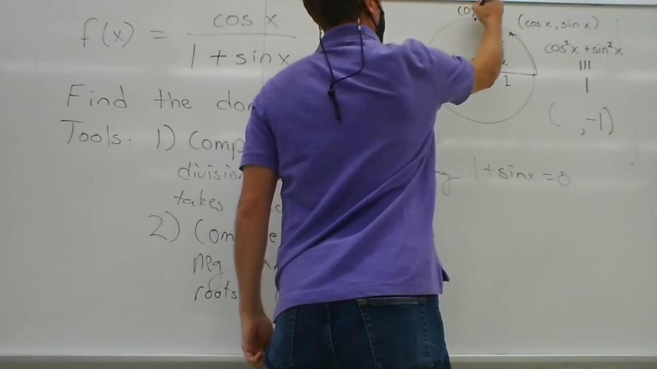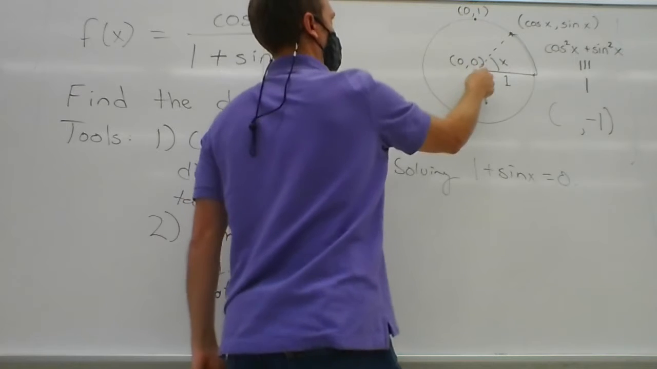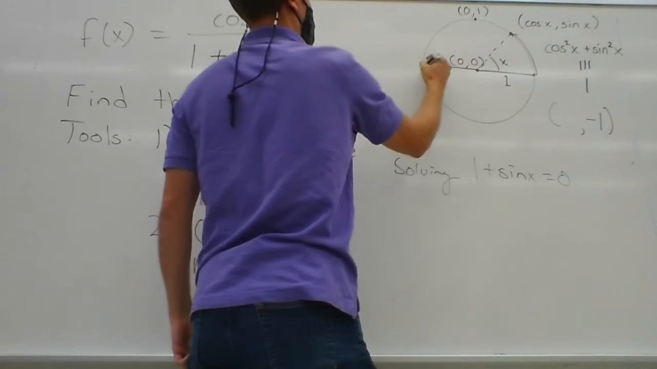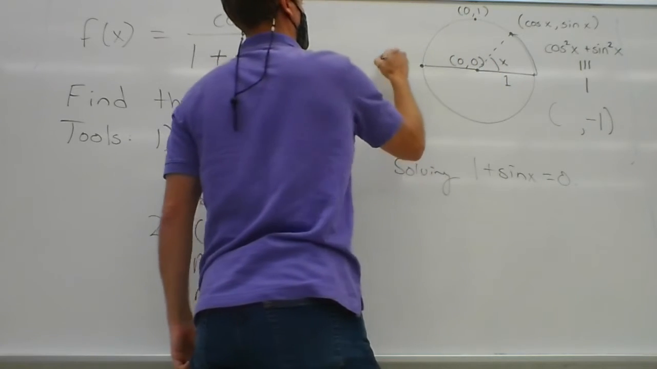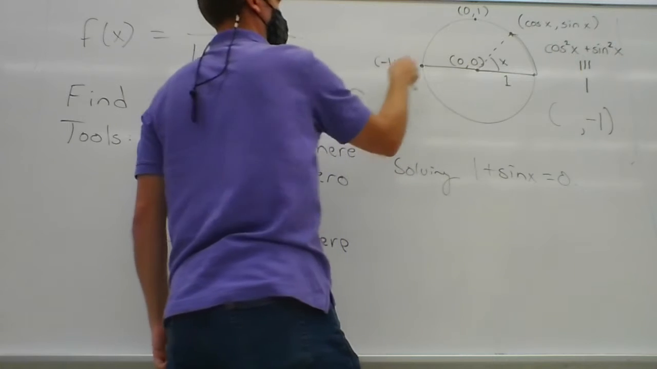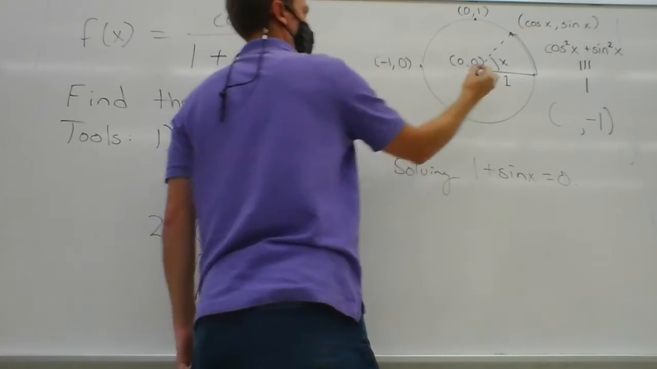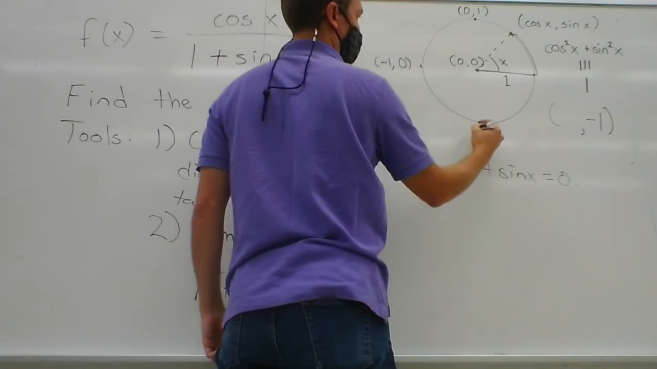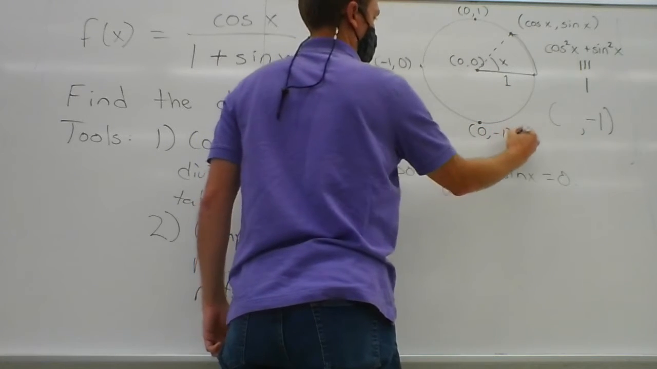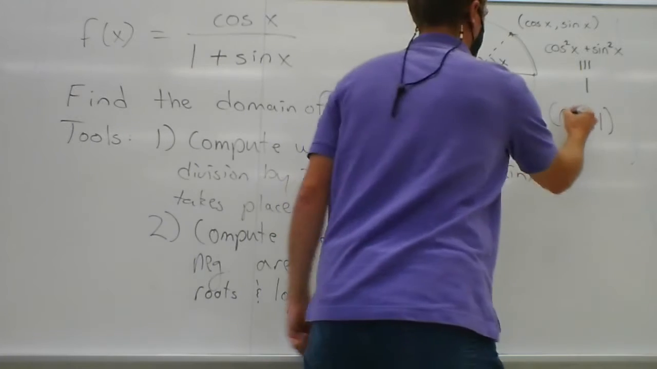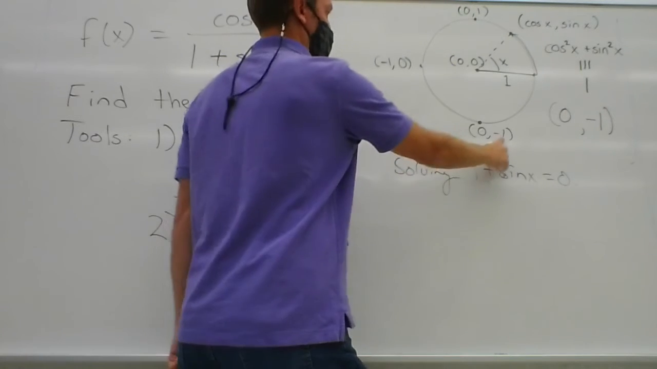Here's the point 0, 1. It's 1 because we're going 1 unit straight up. This one over here is negative 1, 0. We've moved to the left in the x-coordinate 1. And then we can go straight down where we've got 0, negative 1, which is the point we're interested in. Because here, the y-coordinate is negative 1.